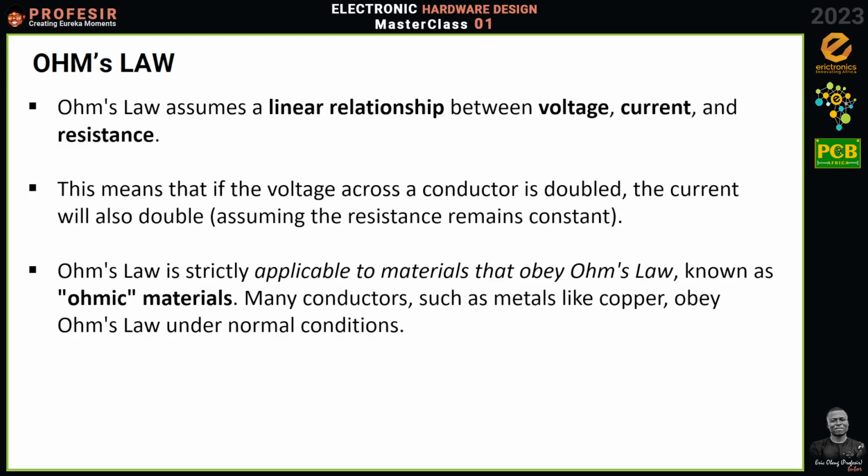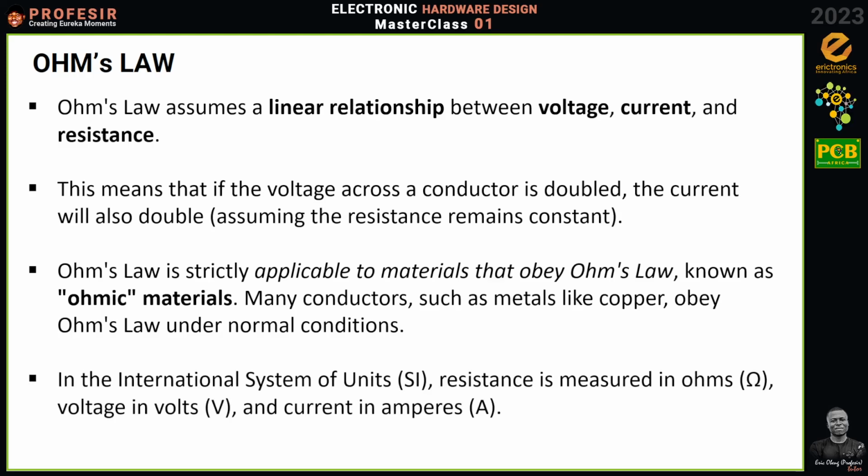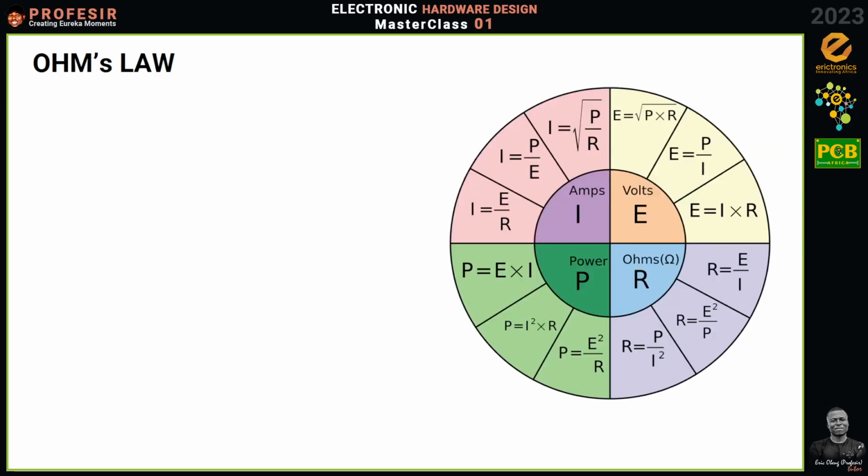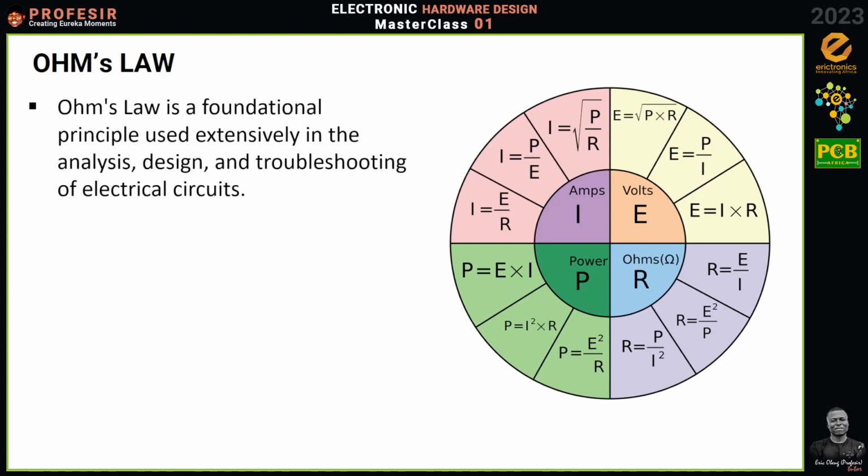Not everything obeys Ohm's law. Other stuff do have their own way of doing things. Now, the SI units of resistance we know already. Voltage is volts and current is ampere. Now Ohm's law, you see this diagram that we have here, the only manipulation that you can do around Ohm's law, you can find it here.